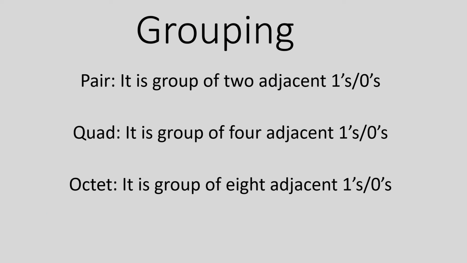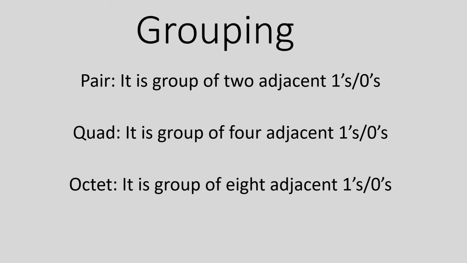K-map is used to simplify Boolean expressions. It can be an SOP equation or a POS equation. The first step in simplifying is grouping. If we make a group of two adjacent ones or zeros, it is known as a pair. It eliminates one variable and its complement.